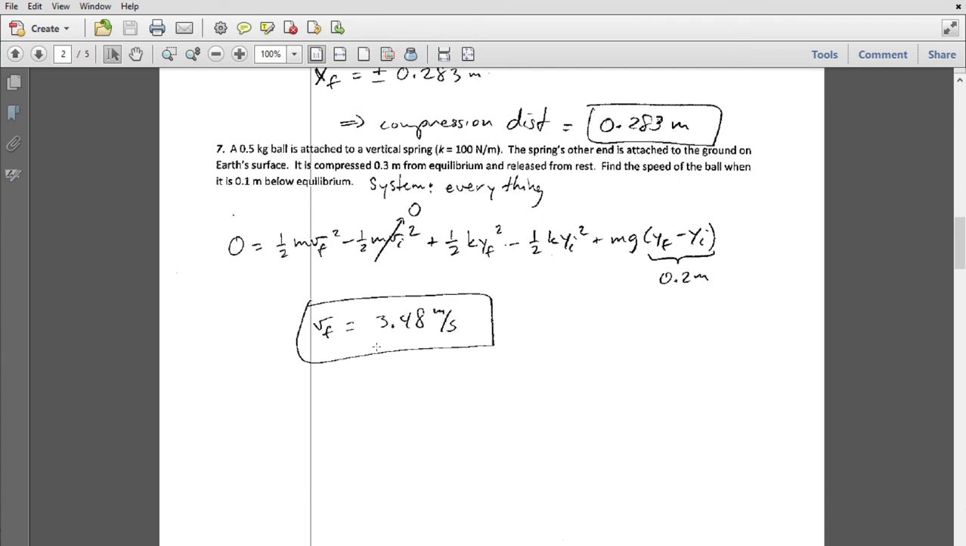Problem 7. Here a ball is attached to a vertical spring at the surface of Earth. The other end of the spring is attached to the ground.